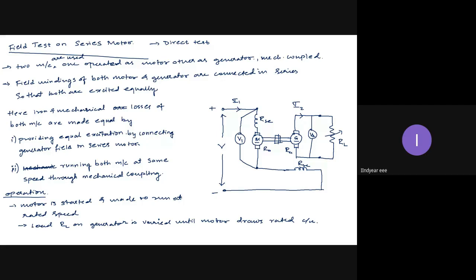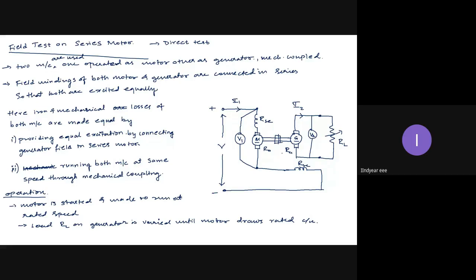So there is no guarantee that both machines are equally loaded all the time. The loading may be different. So whatever test readings I have taken, these readings are at the full load condition of the motor. But what about the generator? We don't know whether it is at full load or other than full load. So the efficiency I calculate for the generator using the field test may not be the full load efficiency. And because it is made to operate as a separately excited machine, the performance may vary.